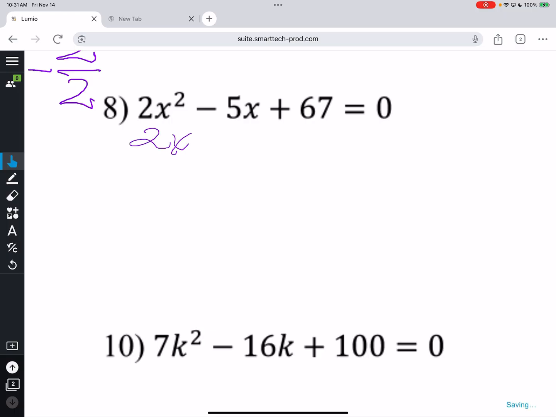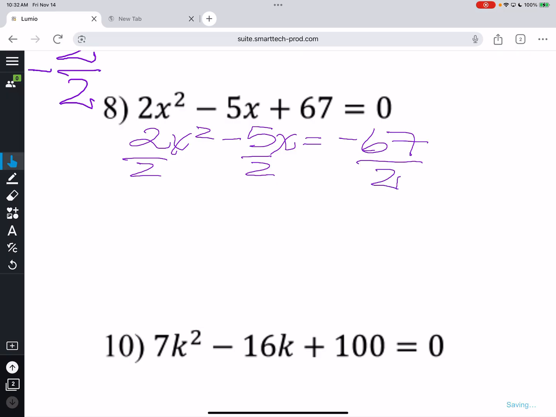2x squared minus 5x equals negative 67. Oh, this is such a fun one. We have to have the lead coefficient as 1. So that means we divide everything by 2. All right? So now we have x. Can we just do 2.5? No. I hate fractions. I'm just wondering why. Because we're going to have to then square it.